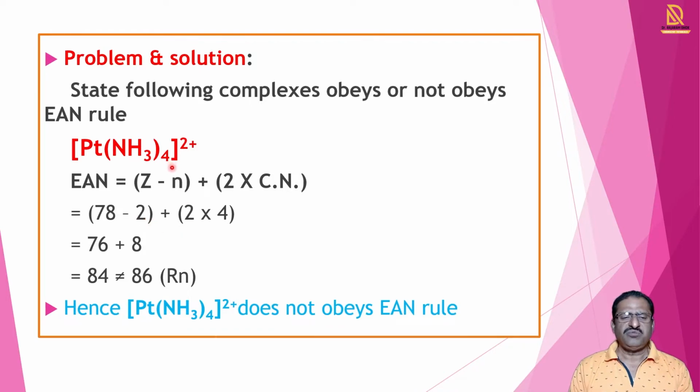Then the coordination number is 4, so 2 into 4 is 8. Then we solve 76 plus 8, which is 84. But the inert gas nearest to 84 is 86, that is radon electronic configuration. So this 84 is not equal to the inert gas radon. And so according to Sidgwick, this Pt(NH3)2 2+ does not obey the EAN rule. For this example, the effective atomic number calculated is 84.